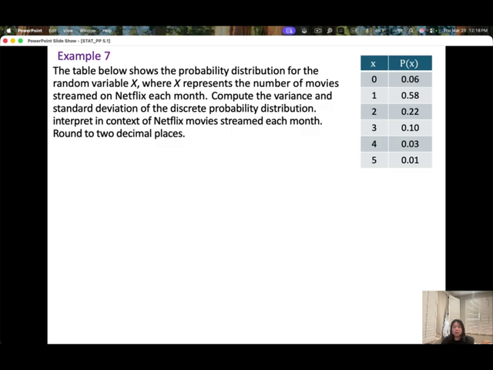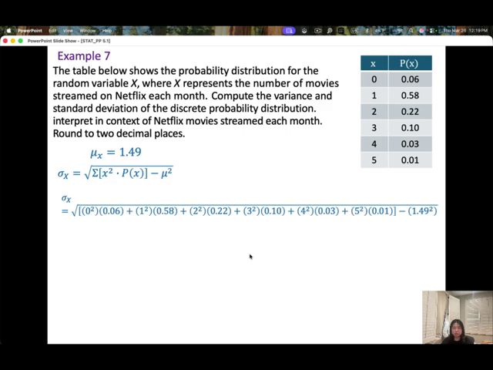Example 7. Let's try this example with the mean and the standard deviation. We already worked on this example in example 4, where we used the formula to find the mean. The mean is equal to 1.49. Now let's work on the standard deviation. We have this formula, so plug it in one by one. Take the square of x times P of x, plus 1 squared times 0.58, and keep going for all of it. At the end, you subtract the mean squared.